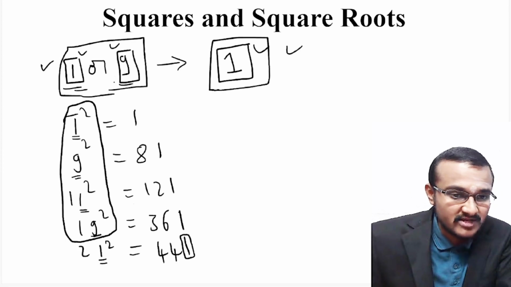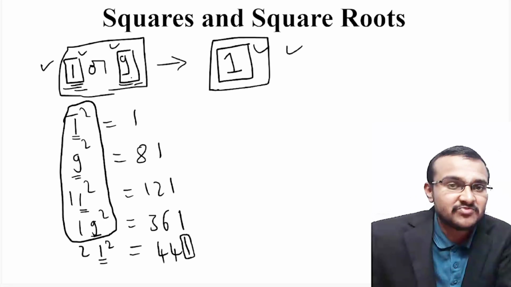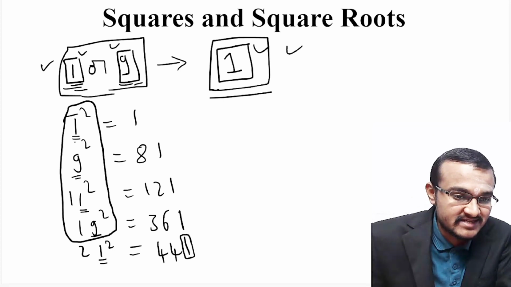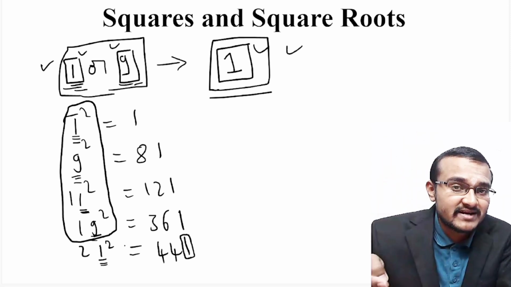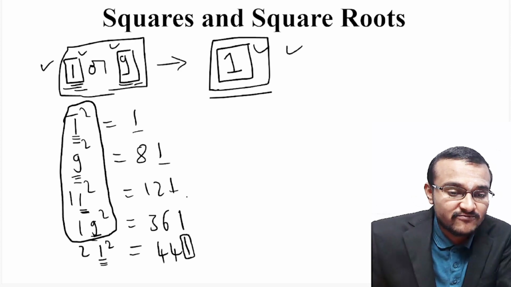In the previous property, if a number has 1 or 9 in its units place, and if you take the square of that number, then that particular square will be ending with 1. That's what you have seen here. You can see 1, 9, 1, 9, 1. So the numbers are ending with 1 and 9, and their squares are ending with 1, 1, 1, 1.